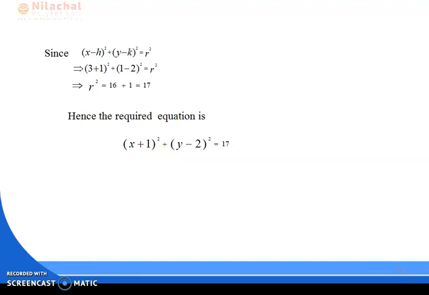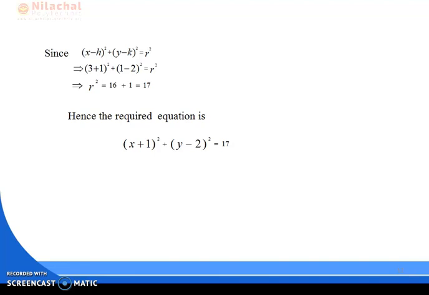So we know the standard form of the circle equation: (x minus h) whole square plus (y minus k) whole square equals r square. We got r square equals 17, and instead of h we put -1, so we get x plus 1, and instead of k we put 2, so we get y minus 2, whole square equals 17. This is the process to find the circle equation in the standard form.